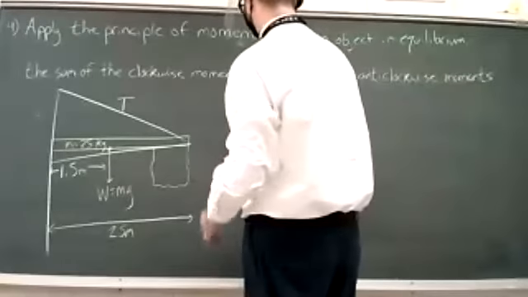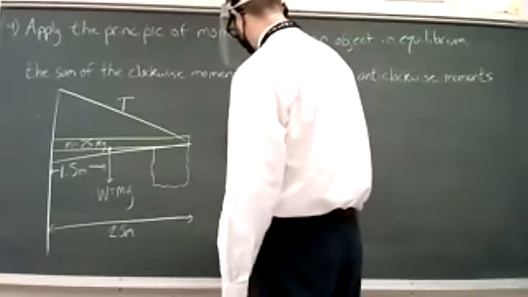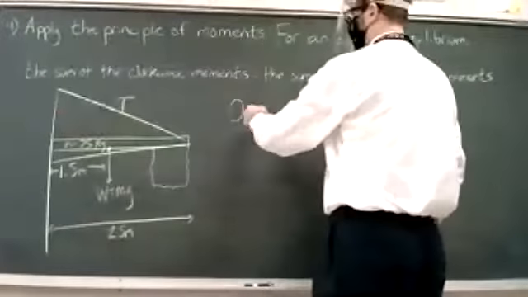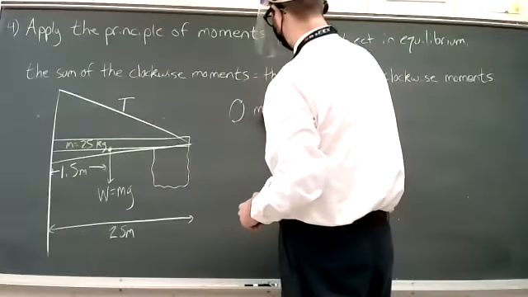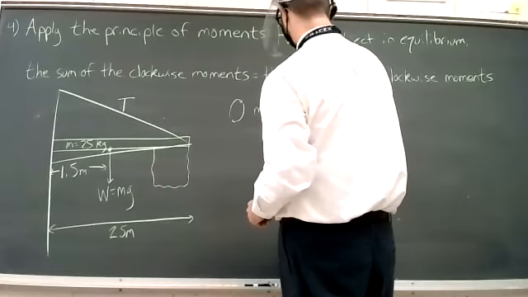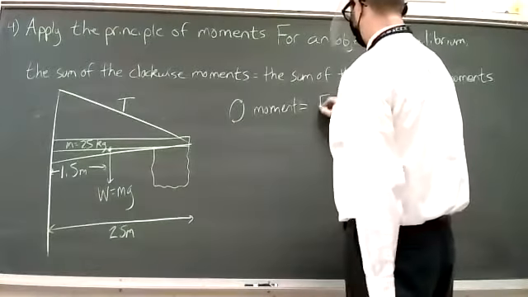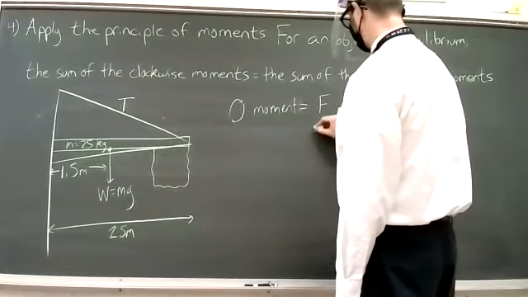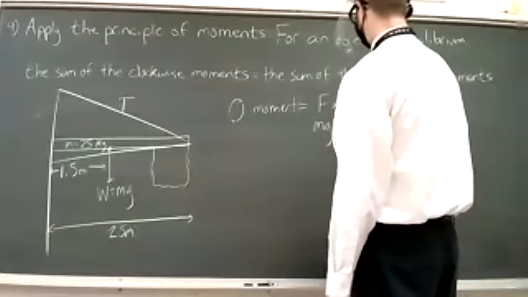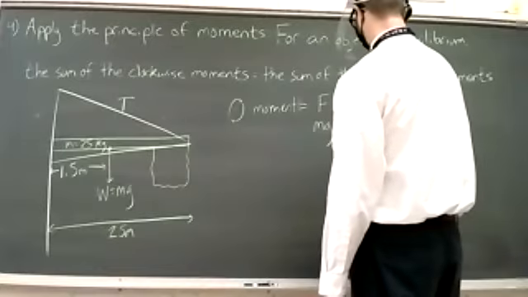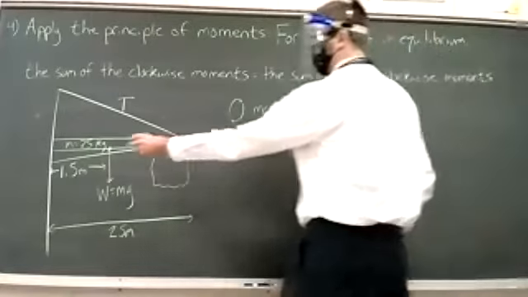So I'll do clockwise moments. I like to use this symbol, this turning effect. The clockwise moment equals the force, which is weight, times the distance, which is 1.5 meters. The weight acts 1.5 meters away.